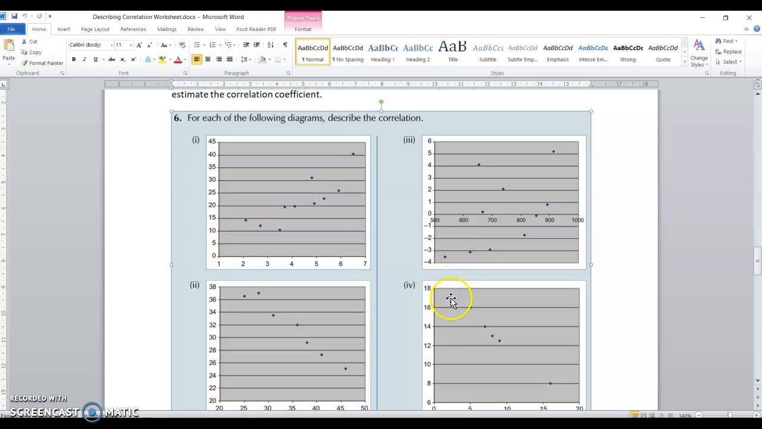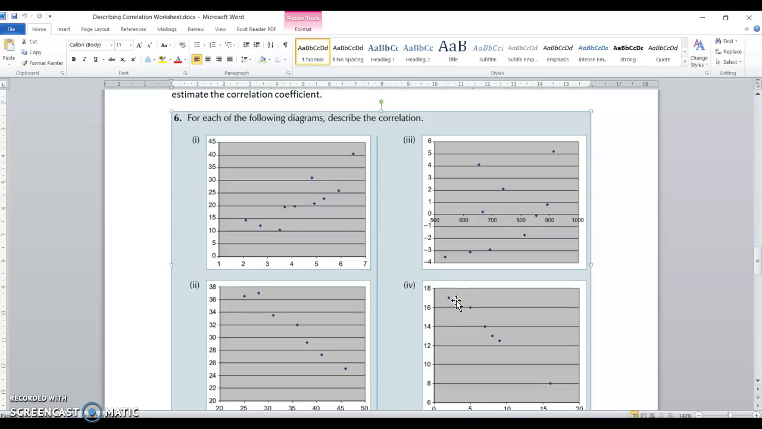This one here, negative again, it's going down, it'll be minus. There's a gap, but we're not too worried about that. It's about how close they are to forming a line. So I would again say minus 0.9, quite close to minus 1 for that one. Now all my guesses, my estimates there could be off a little bit.